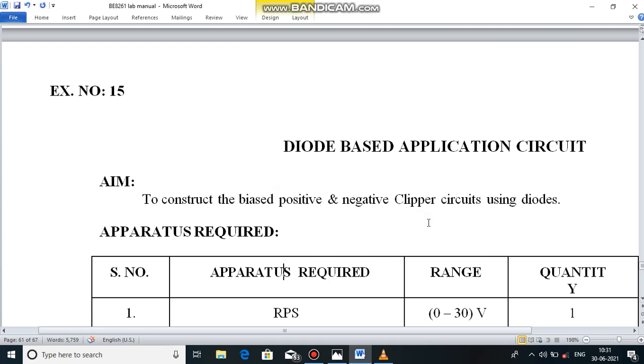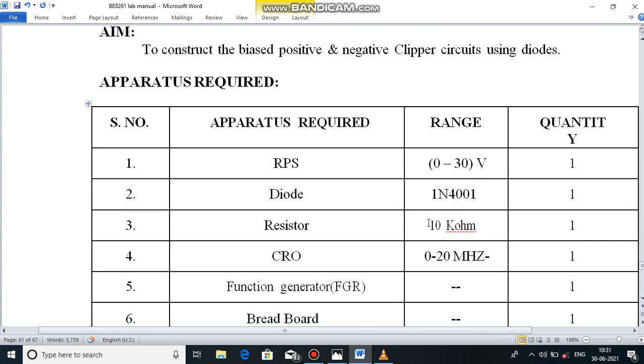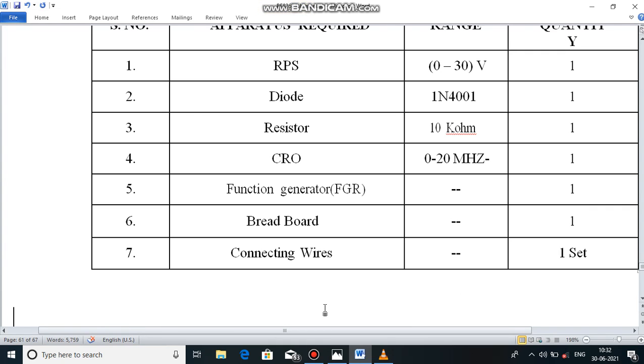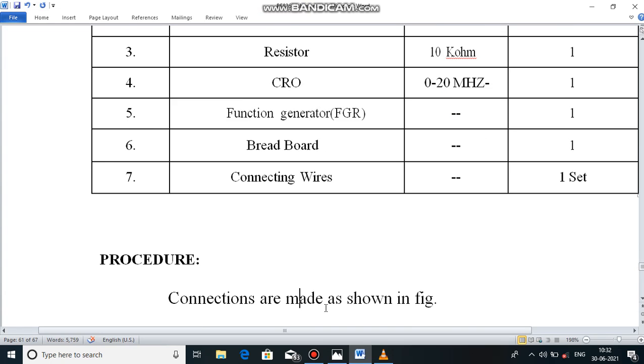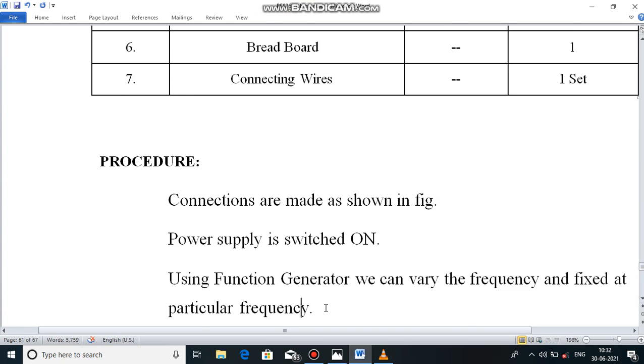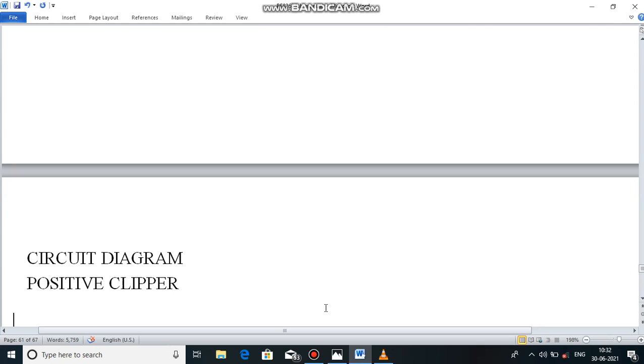The apparatus required for conducting this experiment: first, you need an RPS in the range of 0 to 30 volt, and next a diode IN4001, quantity 1, and a 10 kilo ohm resistor, quantity 1, and a CRO, function generator, breadboard and some connecting wires. So these are all the apparatus required for conducting this experiment. Now let me show you the circuit diagram.